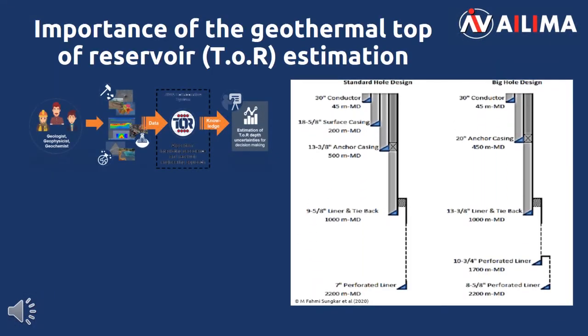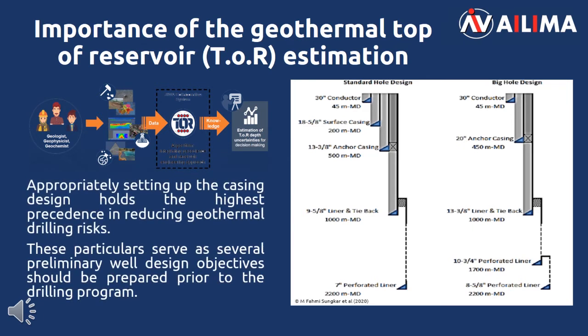Existing uncertainties within interpreted data of geological, geophysical, and geochemical, or 3G, surveys are strongly influencing the drilling risk, especially setting the right casing design. Appropriately setting up the casing design holds the highest precedence in reducing geothermal drilling risk. This information is derived from the estimation of the total depth, well target, and potential drilling problems like lost circulation zone or lithology, and how the casing shoes should be set in the impermeable zone. These particulars serve as preliminary well design objectives that should be prepared prior to the drilling program.